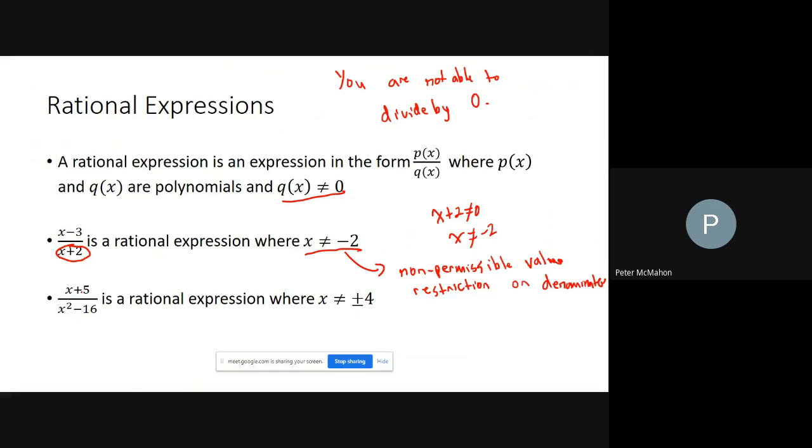If you look at this one over here, this is another example. So we have x plus 5, and then we actually have a degree 2 polynomial on the bottom, x squared minus 16, as a rational expression. So our non-permissible values are actually plus or minus 4, because 4 squared is 16, minus 16 would make a 0 on the bottom, so x cannot equal positive 4. And the same thing for negative 4, because negative 4 squared is positive 16, and 16 minus 16 is also 0, right? So these are our non-permissible values for this question over here. x cannot equal plus or minus 4.